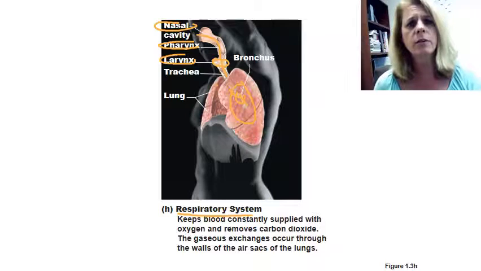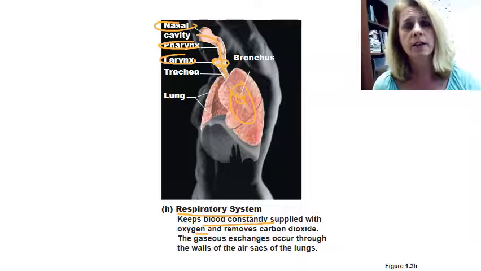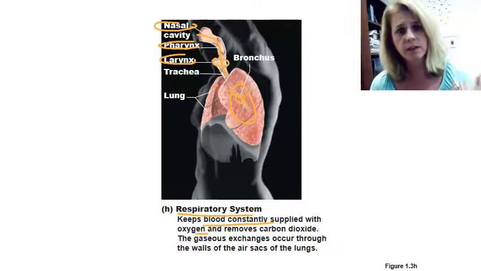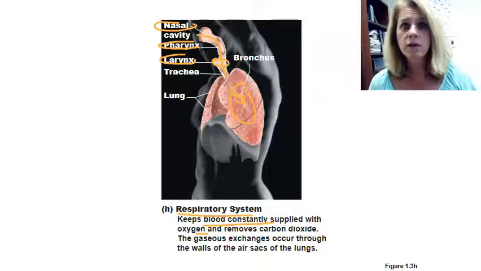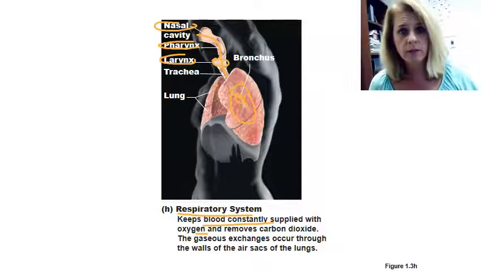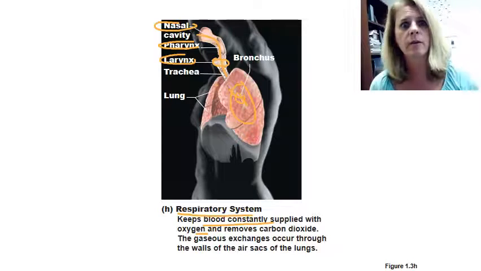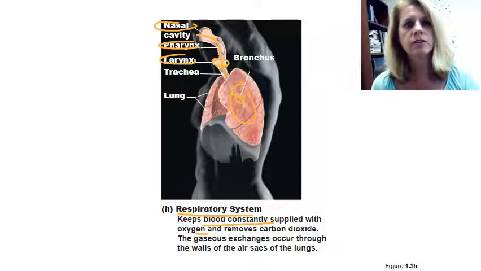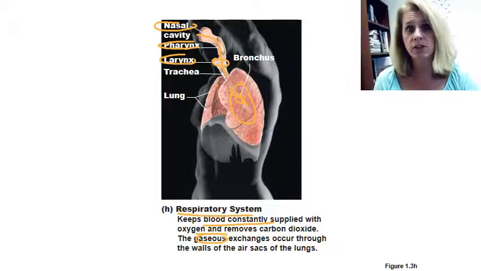Its job is to keep the blood supplied with oxygen and take away the carbon dioxide. You breathe in the oxygen that goes into your blood and out to your organs. Your organs use the oxygen, and the byproduct is carbon dioxide, and that goes back into the blood, and you breathe that out. So we breathe out carbon dioxide. Basically the job of the respiratory system is gas exchange.